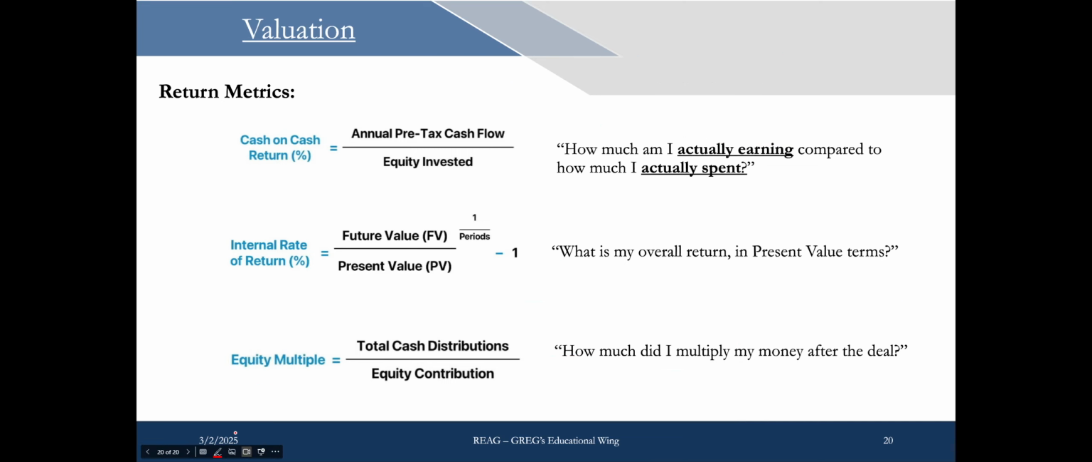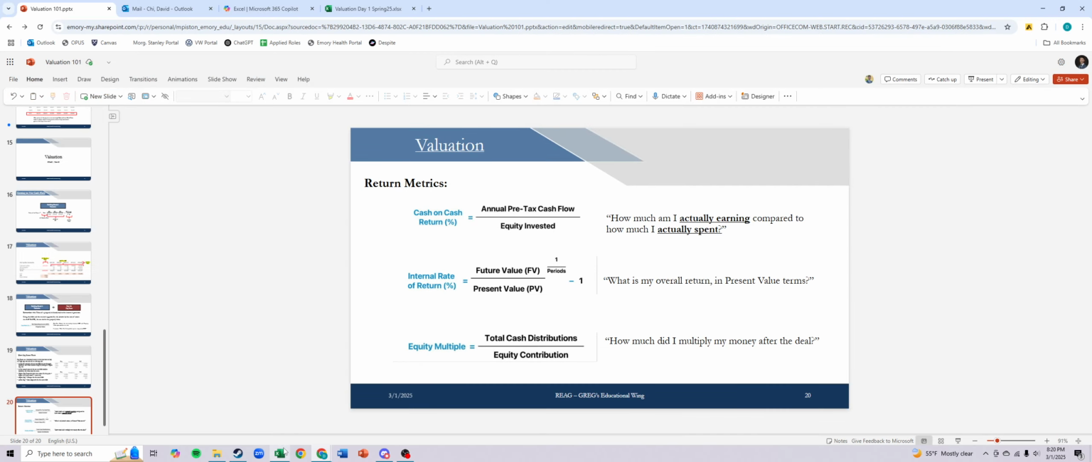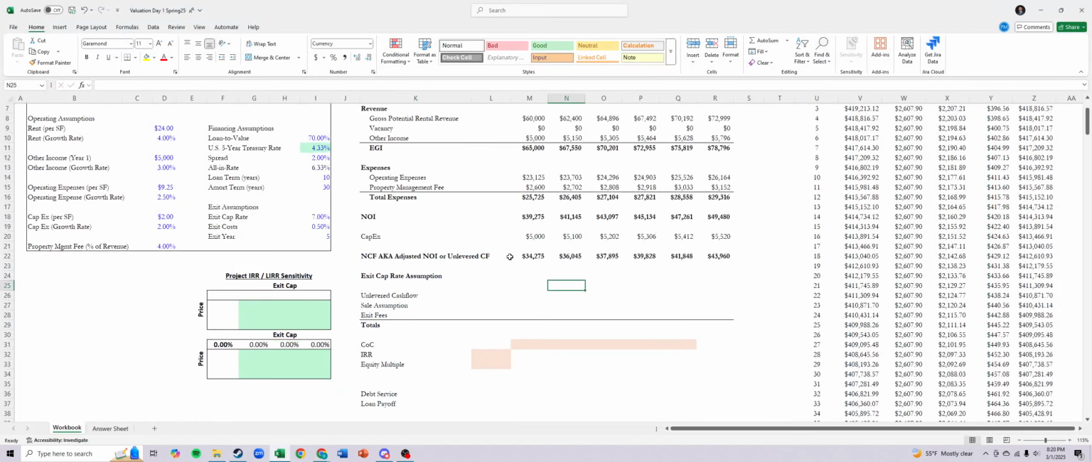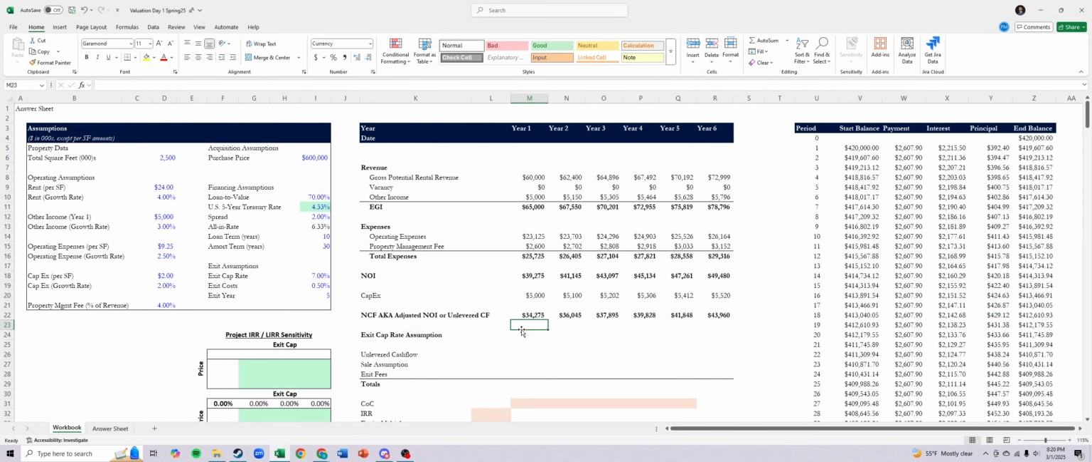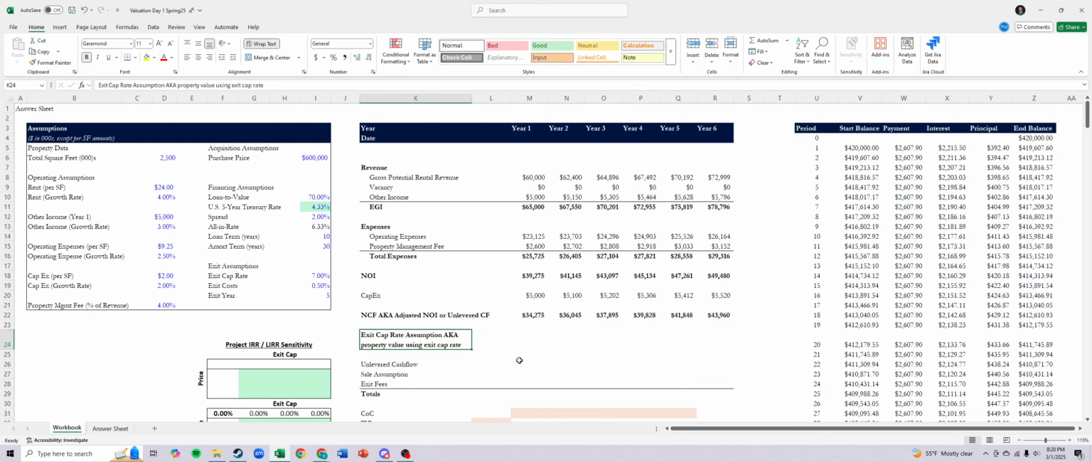Okay, so let's see how this works in real life using our model. Starting at the cap rate assumption up here, we'll go ahead and fill this out. There we go. Property value. Okay, that's pretty long. Wrap that. All right, so jumping right into cap rates.